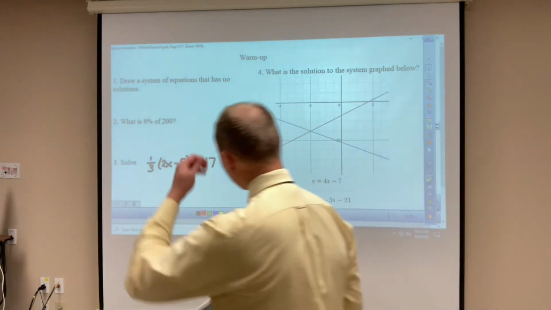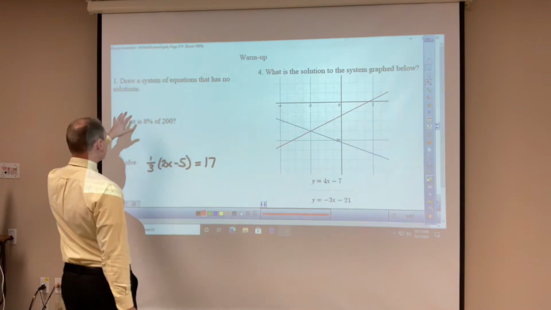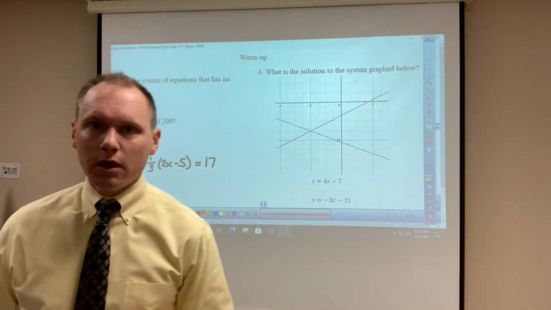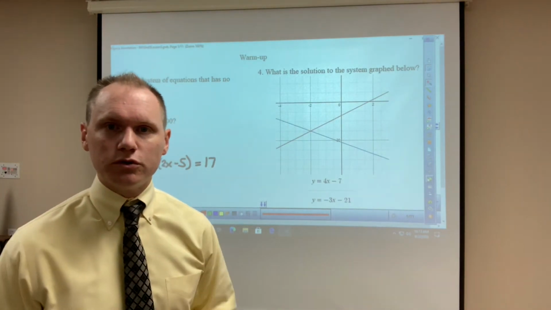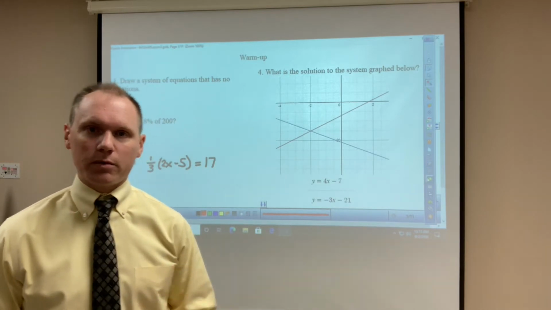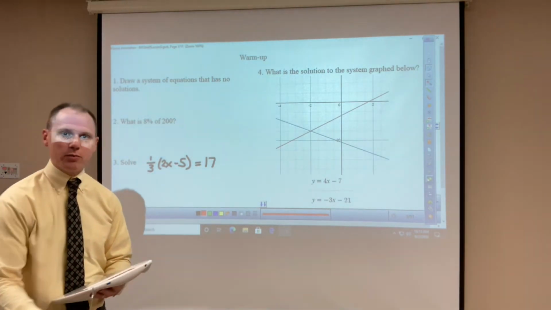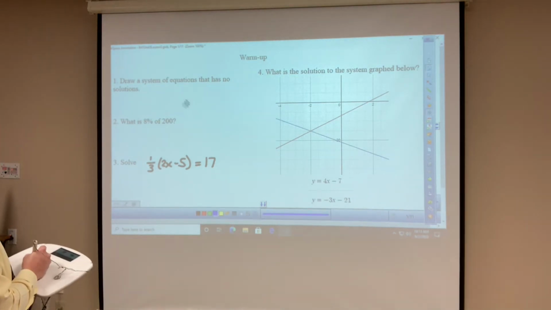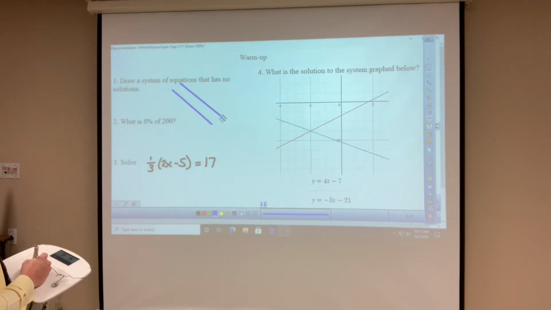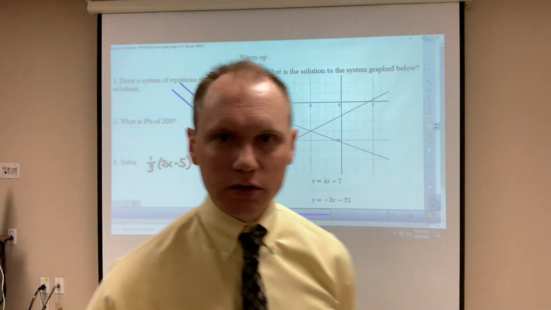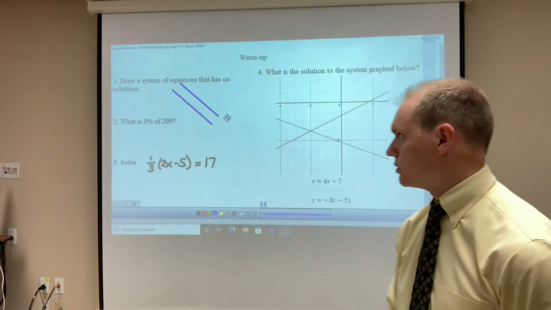Alright, so in number 1 here it says draw a system of equations that has no solutions. If it has no solutions, think about it graphically. They have no solutions, meaning those two linear functions never intersect. Think about two lines that never intersect. Those are going to be what we call parallel lines. So really, as long as your graph included something like this, where we have two lines that are parallel, they're never going to touch, therefore there's no solution.